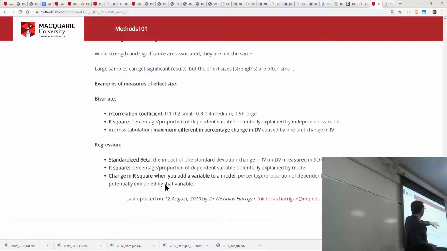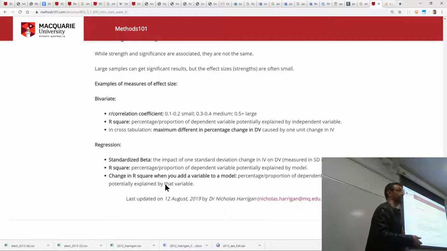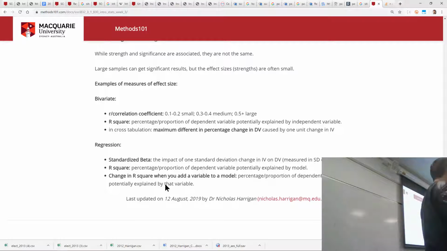So you can get a significant result with 0.1. That's probably all you'll find in many of your data sets. But it explains 1% of the variation in the dependent variable. When someone explained that to me, I thought, why didn't they explain that when we were in year 7 or something? It's a really good way of thinking about relationships. How much of the outcome can I understand?